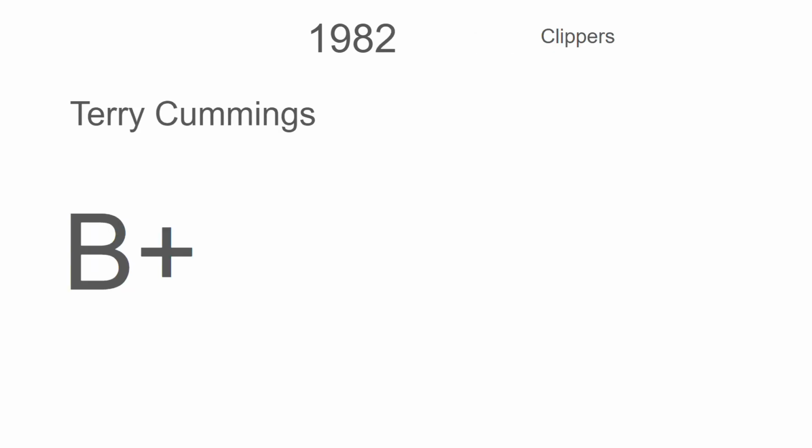In 1982, Terry Cummings got drafted. I gave it a B+. He's actually pretty good. He averaged 20 and 10 for his first 2 seasons with the Clippers, and he got traded for some useless players, I guess, but he was pretty solid though. He was pretty underrated, honestly.